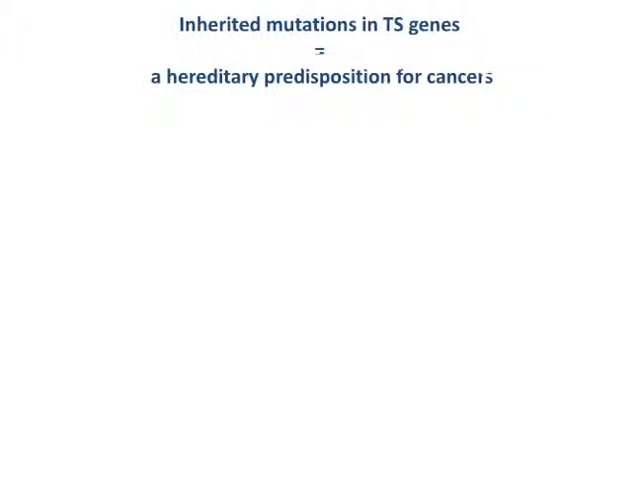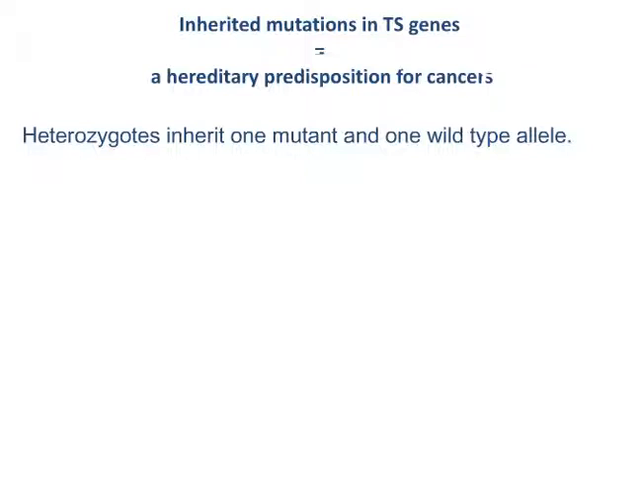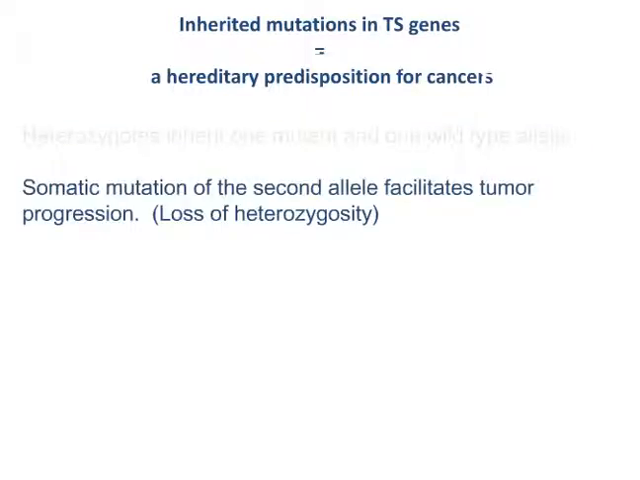Inherited germline mutations in tumor suppressor genes result in a hereditary predisposition for some cancers. Heterozygotes inherit one mutant allele and one wild-type tumor suppressor allele. Since most mutations in tumor suppressor genes act recessively, a somatic mutation of the second allele is necessary to facilitate tumor progression. This is known as loss of heterozygosity.